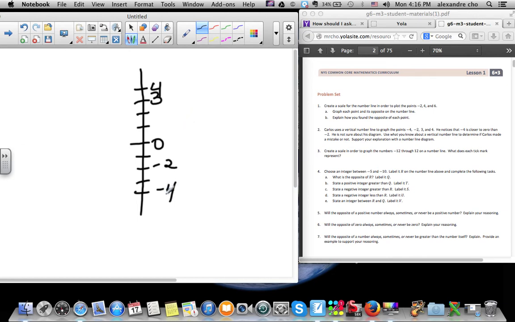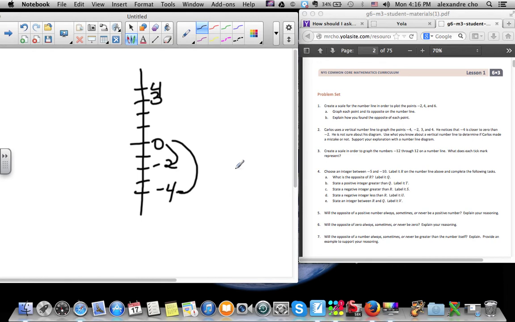He's not sure about his diagram. Use what you know about vertical number lines to determine if Collins made a mistake or not. Well, there's no way -4, which is right here, is closer to 0 than -2 is. The distance between 0 and -2 is 2, and the distance between 0 and -4 is 4. Okay, so we're talking about absolute values, right? The distance a number is away from 0. So I don't know what Collins is looking at, but definitely not the right thing.